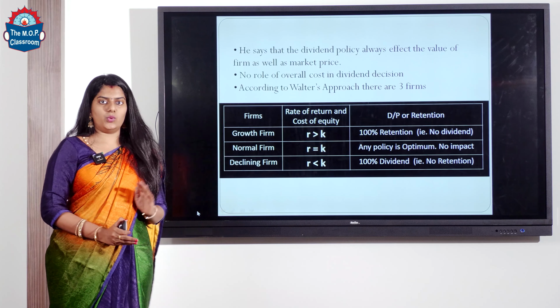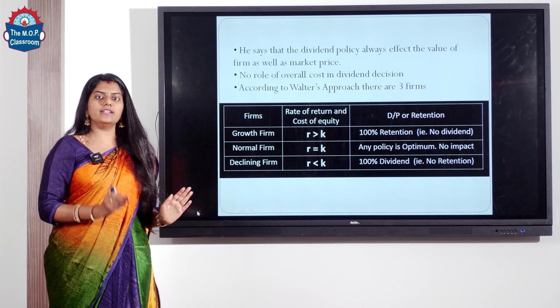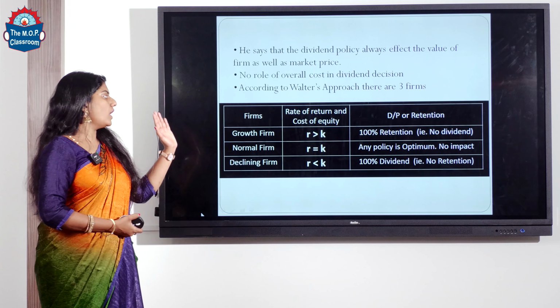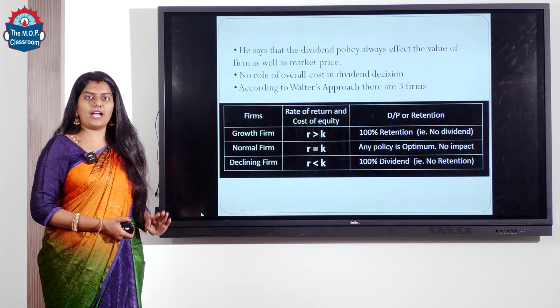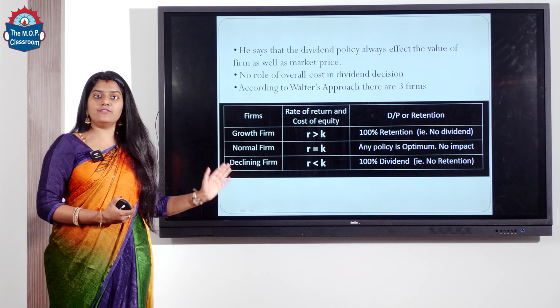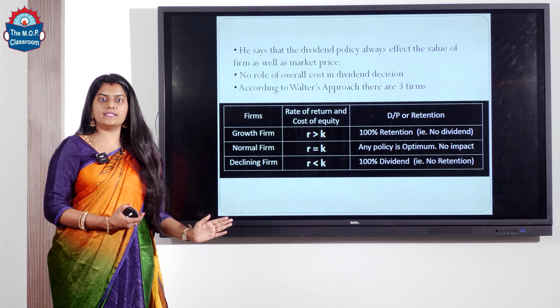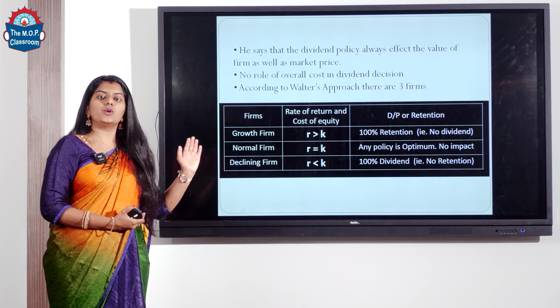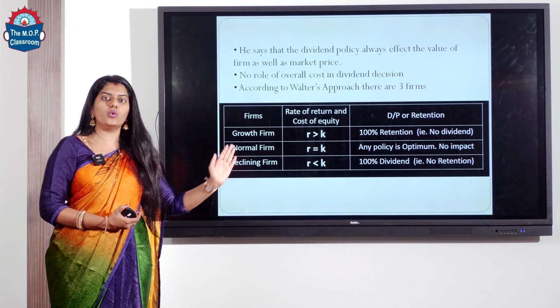The second category is a normal firm, where your return is equal to your cost of capital. Under a normal firm, the dividend policy has no impact on your share value. The reason for this is that any policy you adopt for a normal firm will not have any impact on the value of the firm.